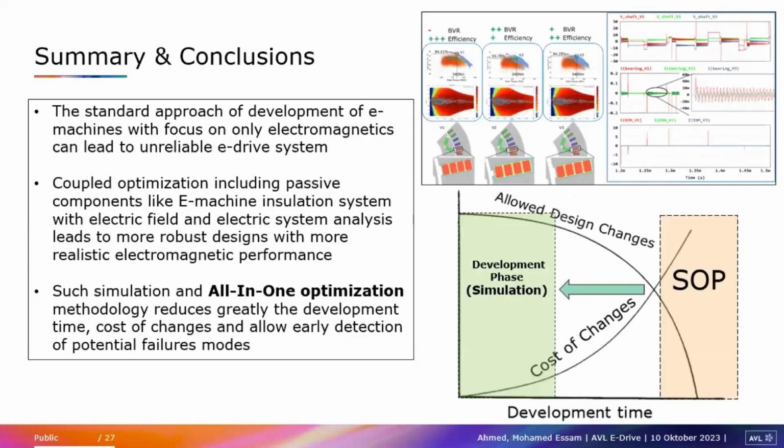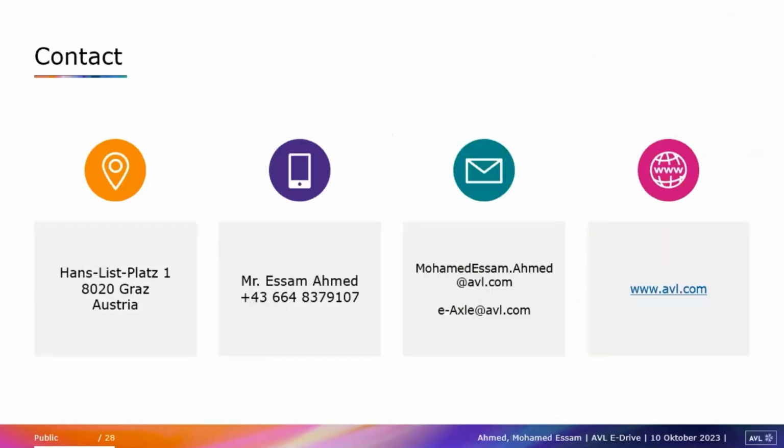So the coupled optimization, including the passive insulation system, including the electrical system, high frequency analysis with electromagnetic design, can save a lot of issues. Because basically you want to move any issues that will happen in the SOP, or the start of production, later, where the cost of changes is huge, and also the allowed design changes can be such that you are not allowed to change anymore. You want to move all the issues to the early development phase. And this is done basically with simulation or such all-in-one optimization. So thanks a lot, and I'm ready for the questions.